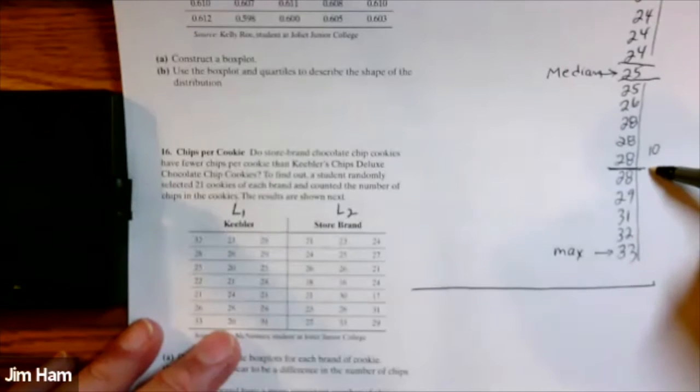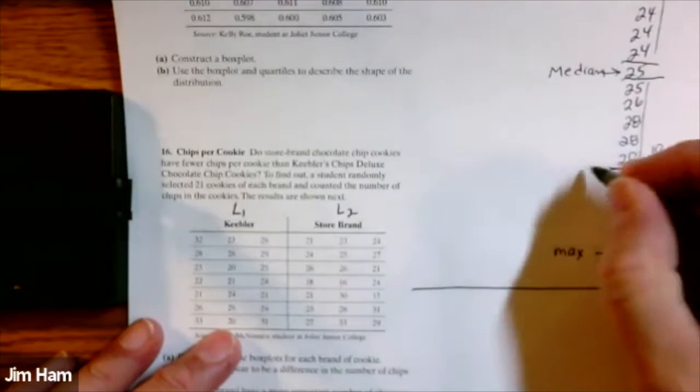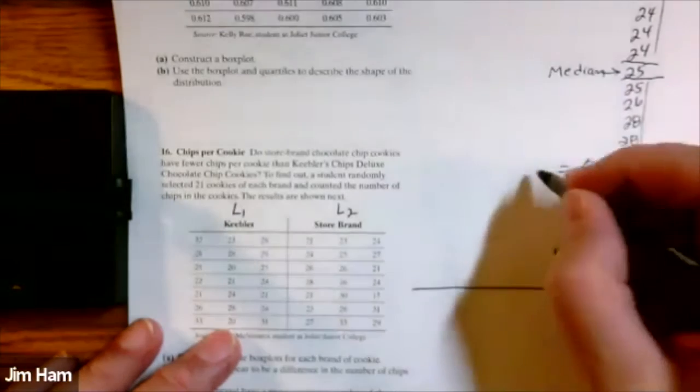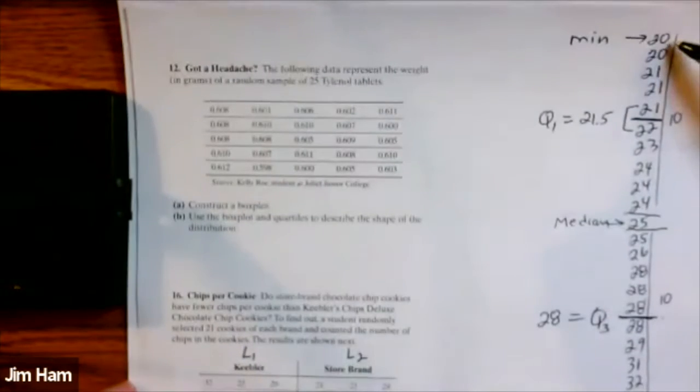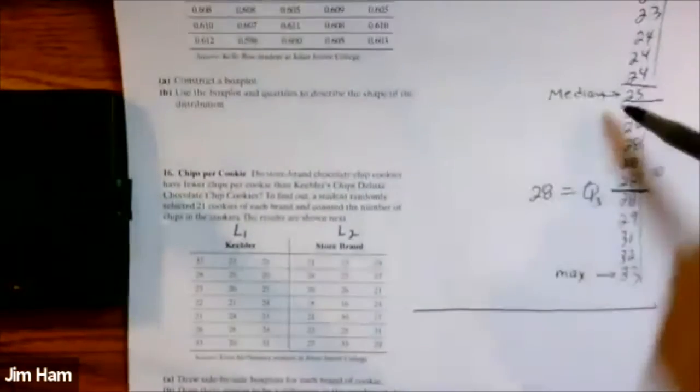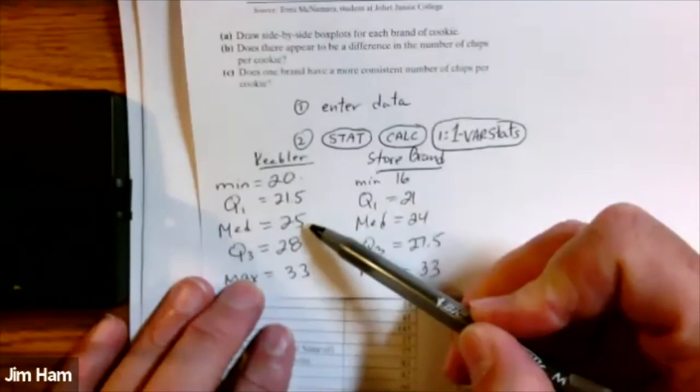The median of the upper half of the data is Q3. And the number that's between 28 and 28 is 28. So the min is 20. The first quartile is 21.5. By calculator, the first quartile is 21.5. By hand, the median was 25. By calculator, the median is 25.